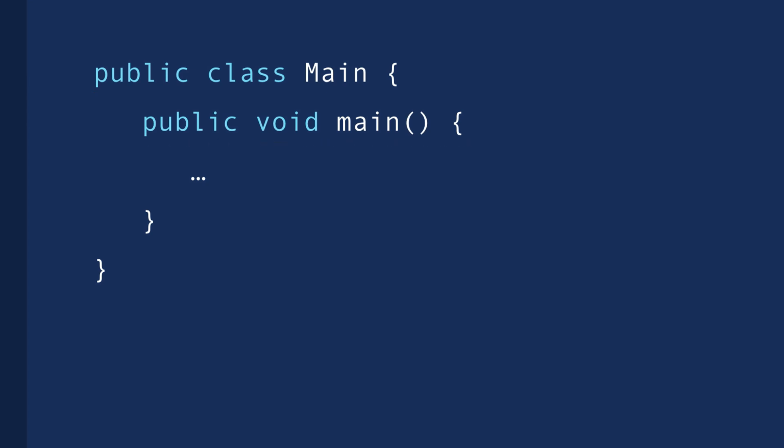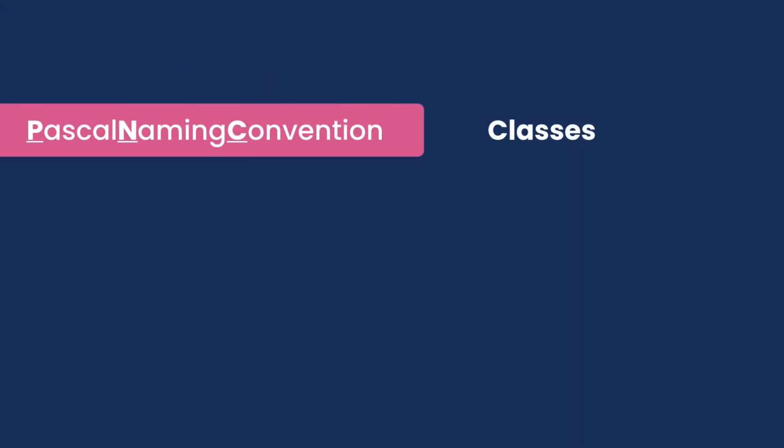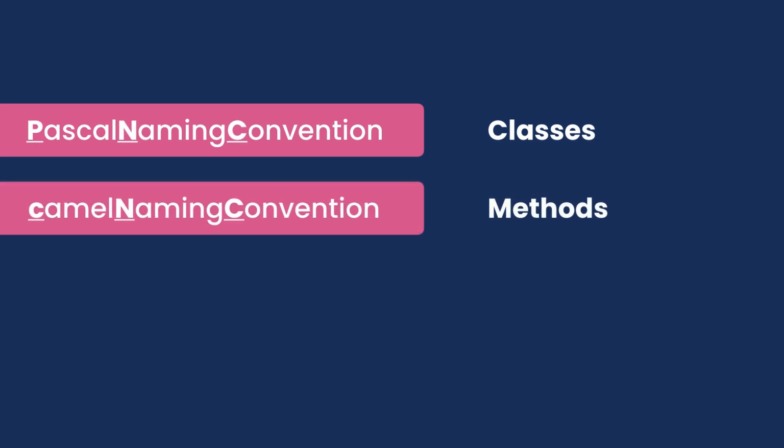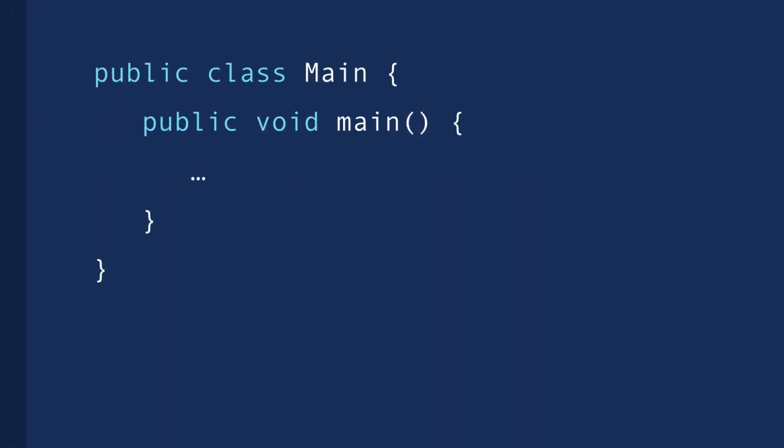Now, you might be curious why we have a capital M in the name of this class. Because in Java, we use different conventions for naming our classes and our methods. To name our classes, we use the Pascal naming convention, and that basically means the first letter of every word should be uppercase. In contrast, to name our methods, we use the camel naming convention, and that means the first letter of every word should be uppercase except the first word. So that is why we have a capital M in the name of this class.